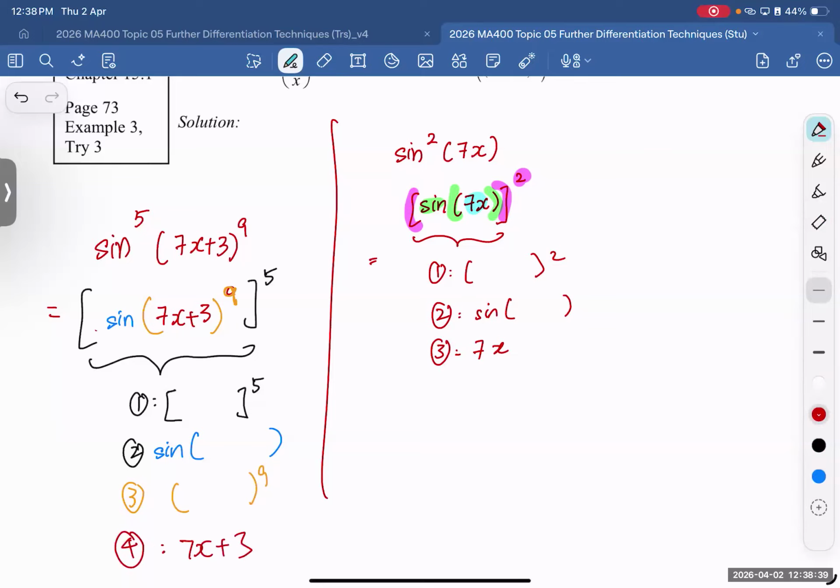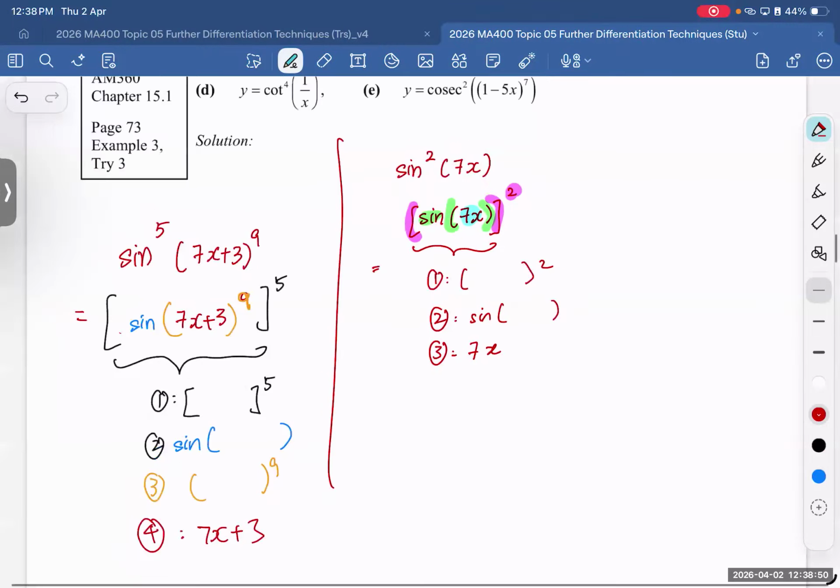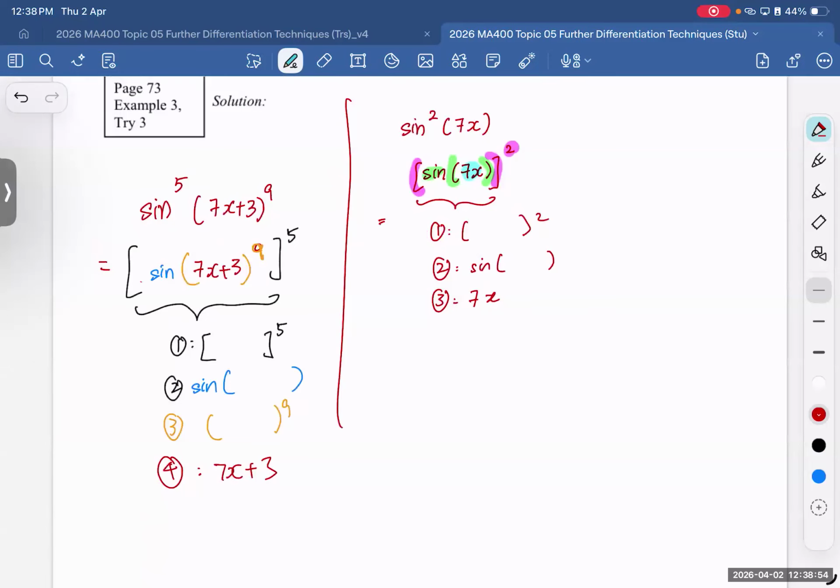Fourth layer is 7x plus 3. This is the most difficult one. So maximum 4 layers. I think maximum 4 layers. Have I solved with more? Not that I recall.